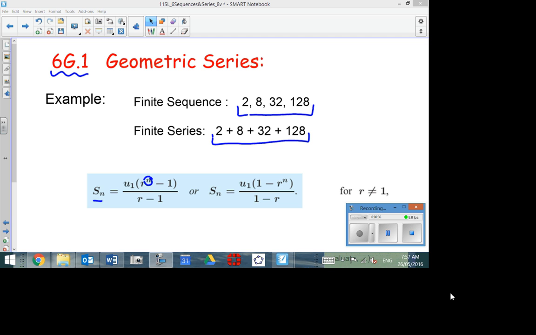So this first formula, where the r minus 1 is in the denominator, is when your r value is greater than 1 or less than -1. Whereas the second formula was when your r value was between -1 and 1, all right? So again, r can't be 1. Just taking a look at a geometric series when it's finite, that makes sense. However, what happens when I want to add together an infinite number of terms? Is it possible to do that? And when would it be possible? So just something to consider.